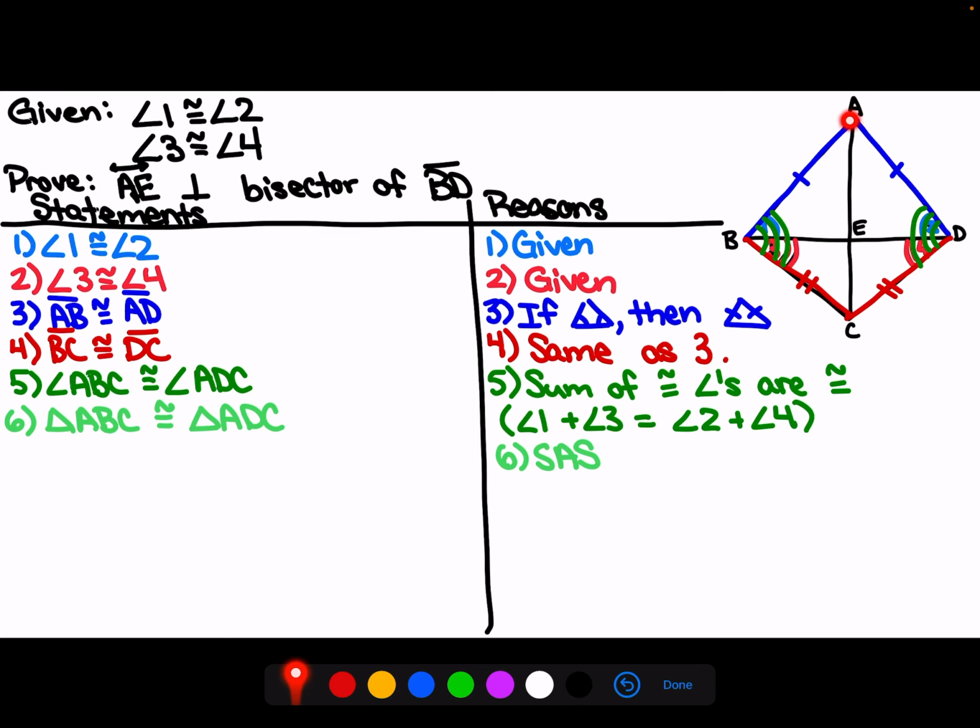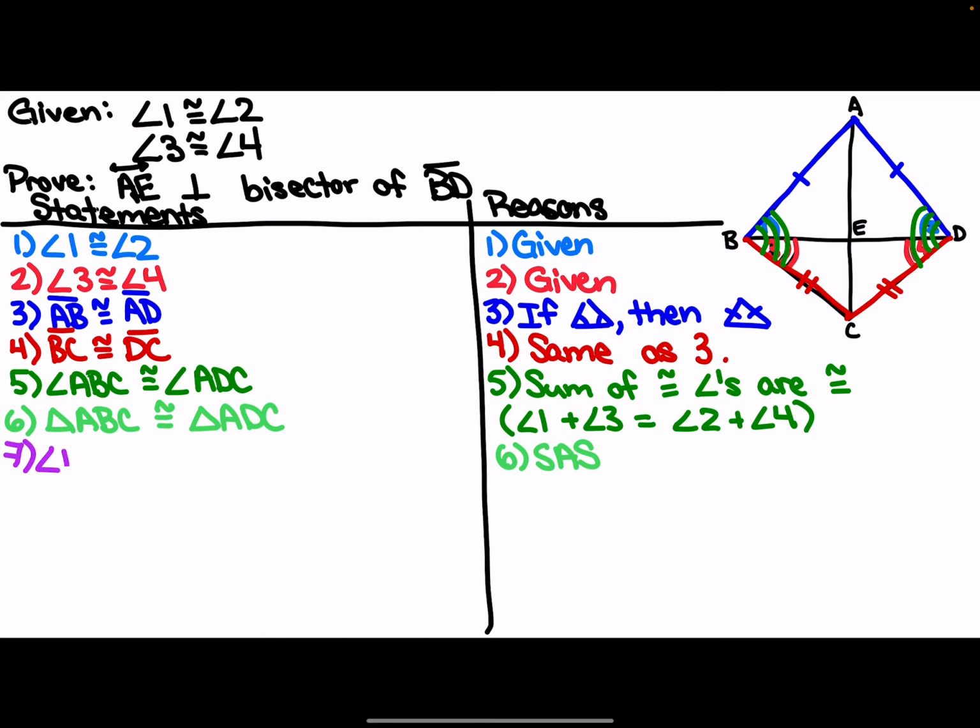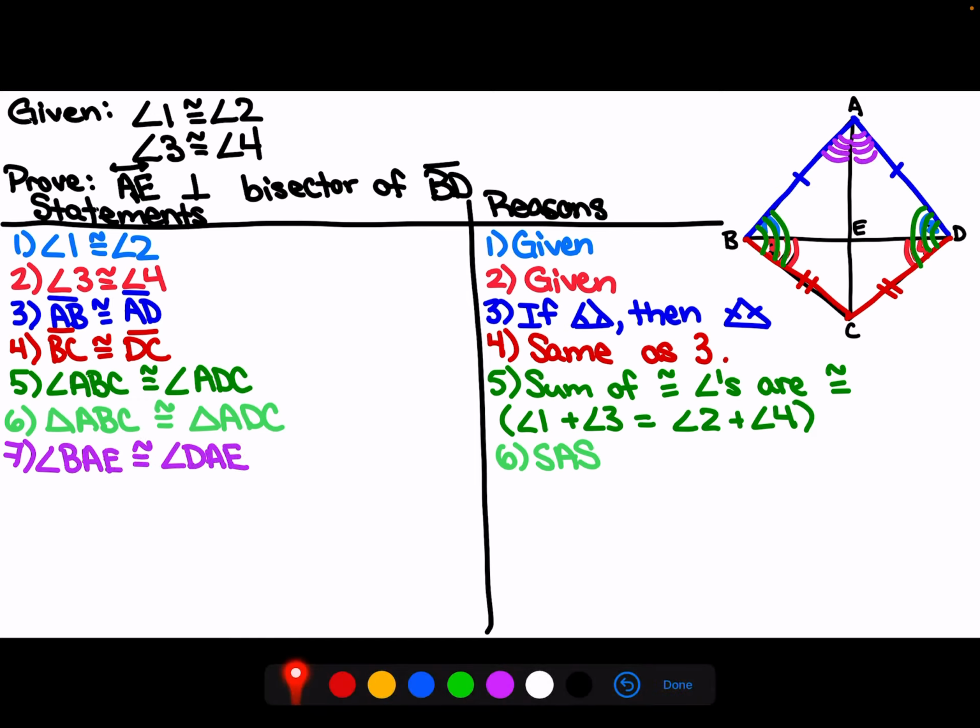Looking at these two triangles, I see that they share with the big triangle, they share side length AB, which we already have from statement number 3. They also share angle BAE. So I'm going to have angle BAE is congruent to angle DAE because these are corresponding angles. And further, they're corresponding angles within congruent triangles. So the reason I can say this is because if I see triangles are congruent, then I know corresponding parts of congruent triangles are also congruent.